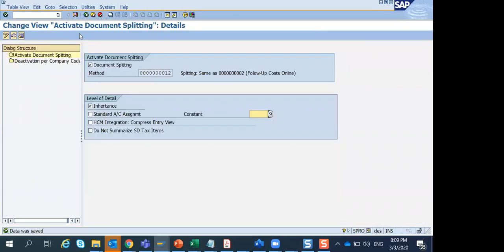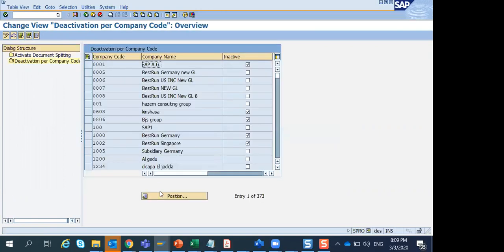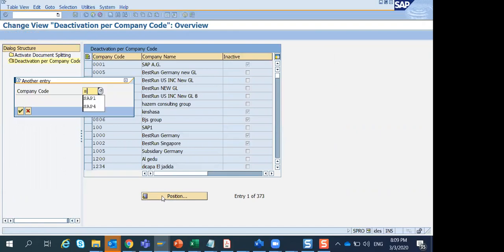So now I activated. But if my company is deactivated, it's not going to work. So for me here, I'm going to go under the deactivation per company code, and you go look for your company. Make sure it's not deactivated. My company is B217.